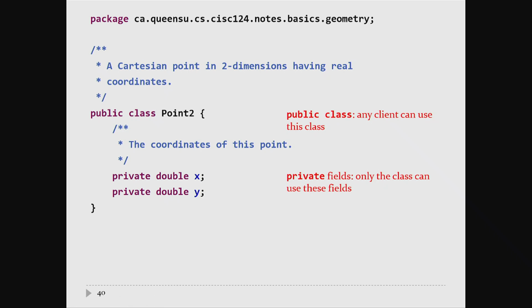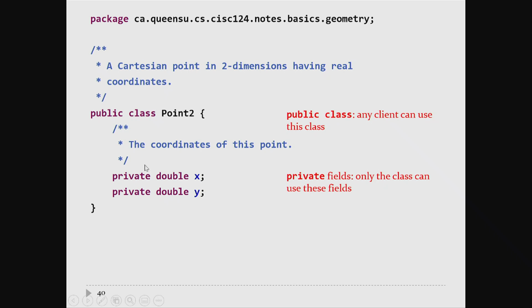Now, we've decided what information should live in the class, so we add the fields to the class. These look just like variable declarations in a method. So double x says there's a field called x, whose type is double. Double y says there's a field called y, whose type is double.